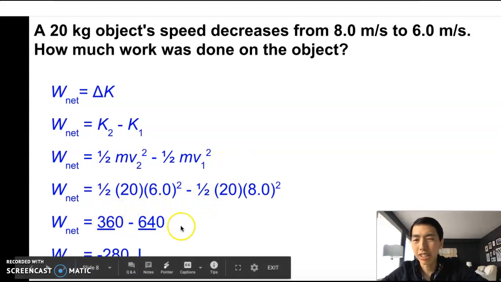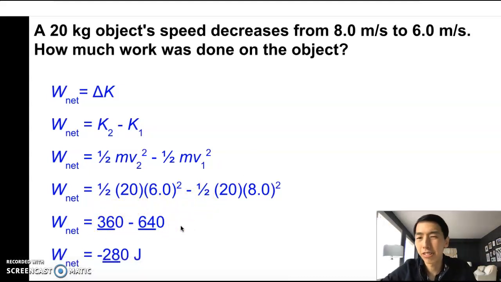I'll end up with 360 minus 640 joules, and that equals negative 280 joules. I underlined the correct sig figs there, or decimal places in this case. So the net work done on this object was negative 280 joules, and it's perfectly okay for work to be negative.